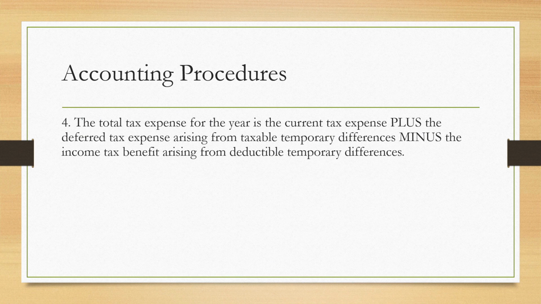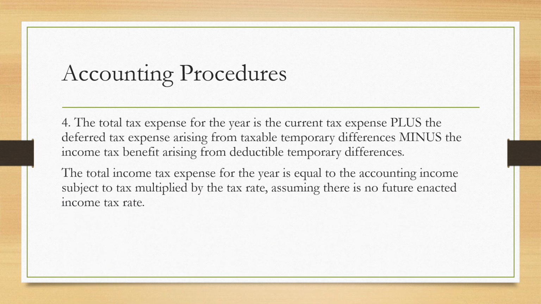Number 4, the total tax expense for the year is the current tax expense plus the deferred tax expense arising from taxable temporary difference or deferred tax liability, minus the income tax benefit arising from deductible temporary differences. The total income tax expense for the year actually is equal to the accounting income subject to tax multiplied by the tax rate, assuming there is no future enacted income tax rate.